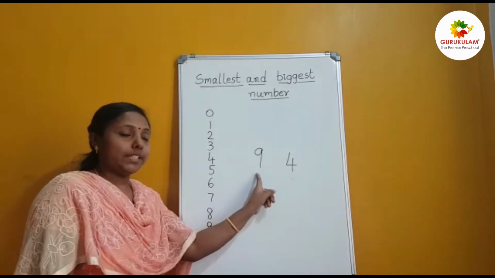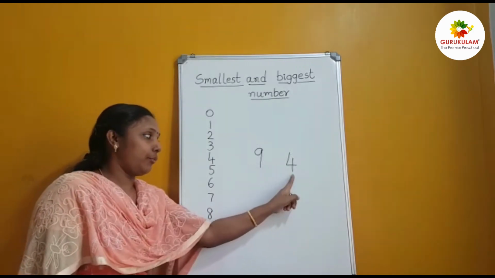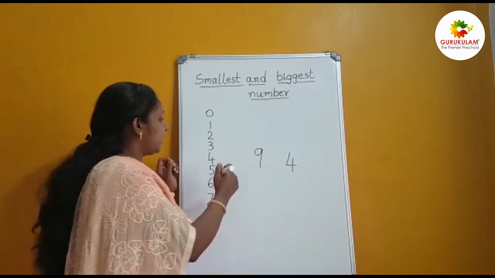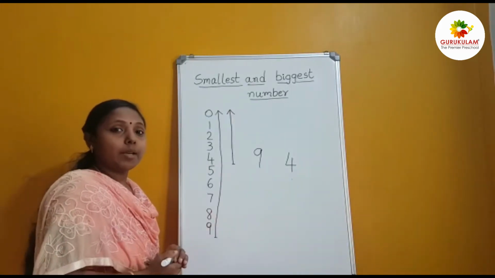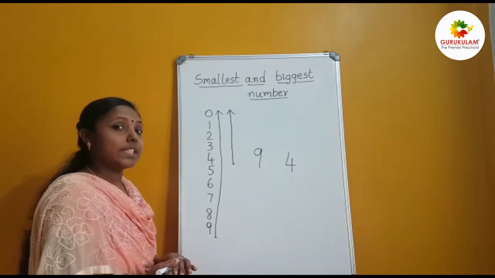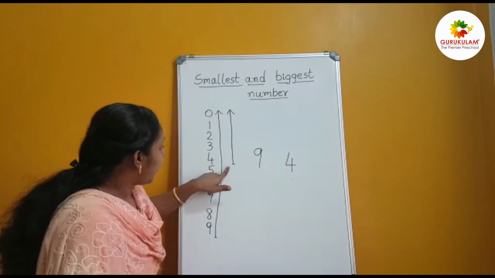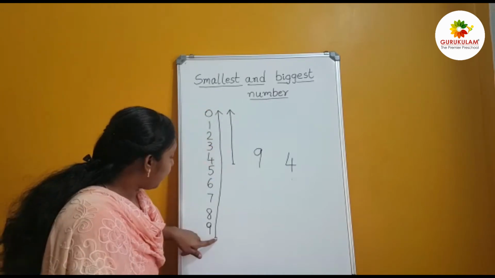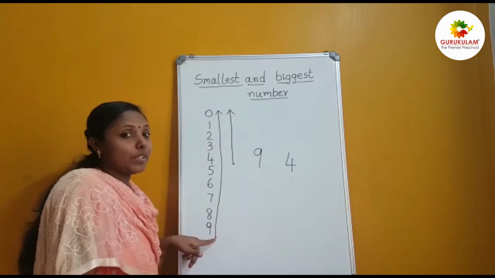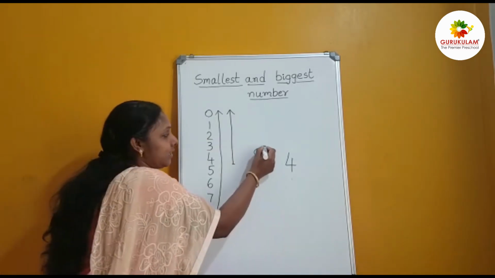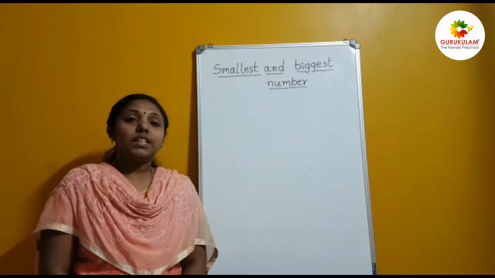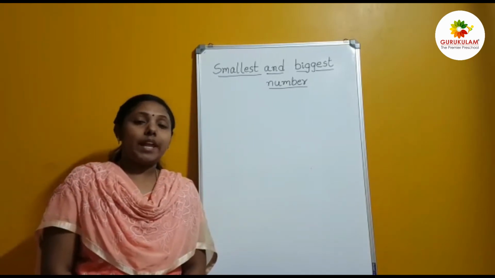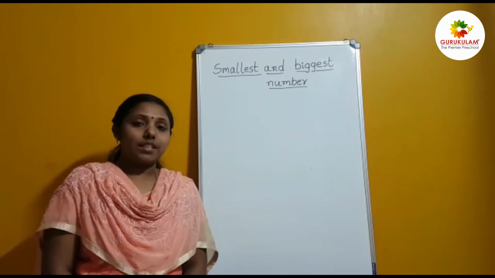We are comparing these two numbers, 9 and 4. Now we have to find out the bigger number. Let's see how it is. Bigger number means the number which is far away from 0. If you see here, 4 is closer to 0, 9 is far from 0. Now, which is the bigger number, children? 9 is the bigger number. Children, we saw how to find out the smaller number and bigger number in one digit numbers.